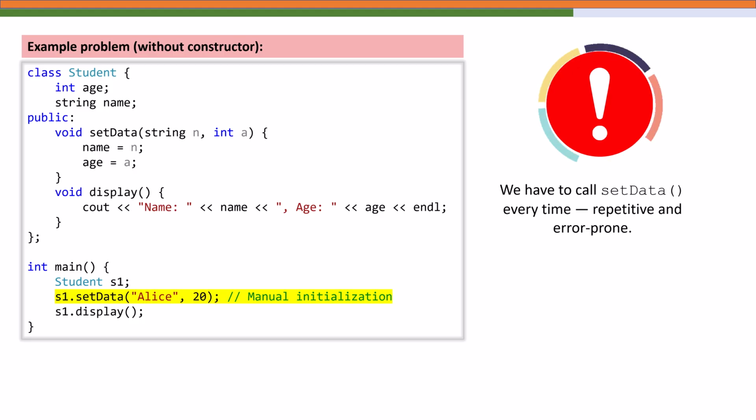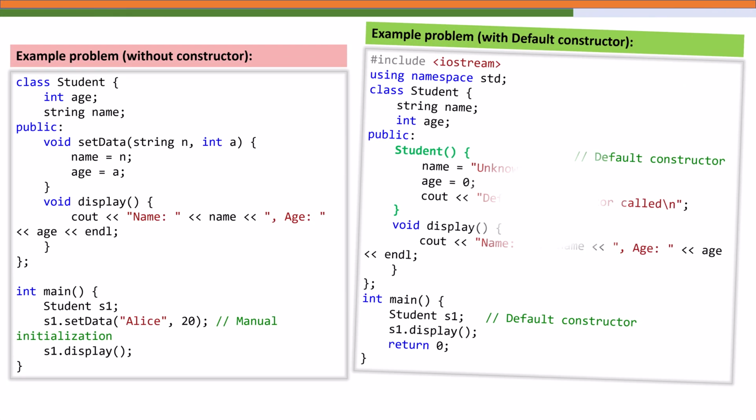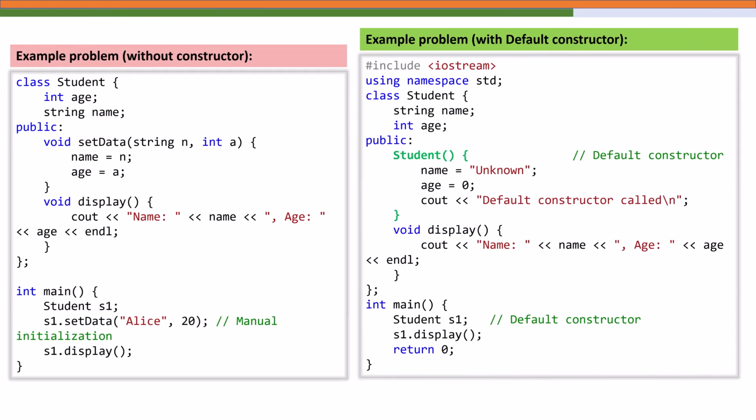So how to fix this? We make initialization automatic by using constructors. A constructor runs the moment an object is created, guaranteeing a valid initial state. You can see in this example, class student defines two data members, name and age. Student is a default constructor with no return type, same name as the class, and it assigns safe default values to the relevant data members and prints a message.